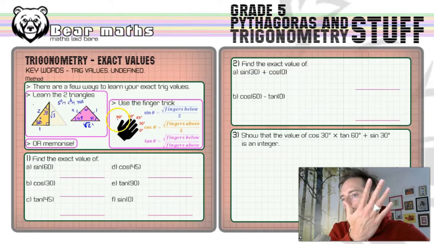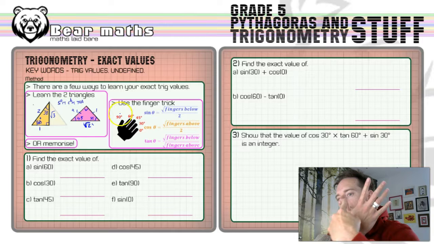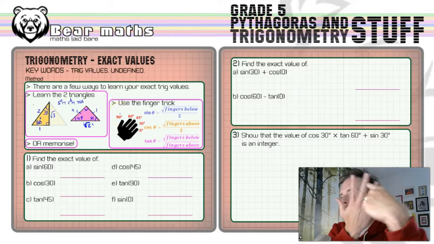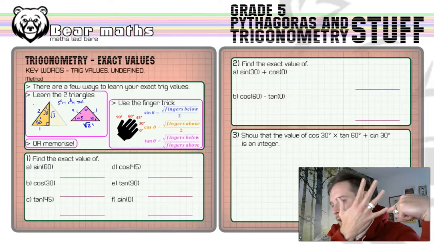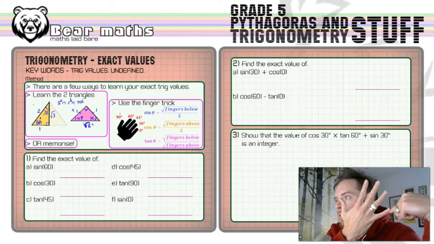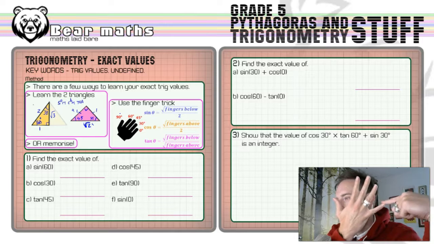So here's your hand. Here's your 90. Let's get my pen out of the way. There's your 90, there's your 60, your 45, your 30, and your 0 degrees. You get more values out of this, which is quite useful.